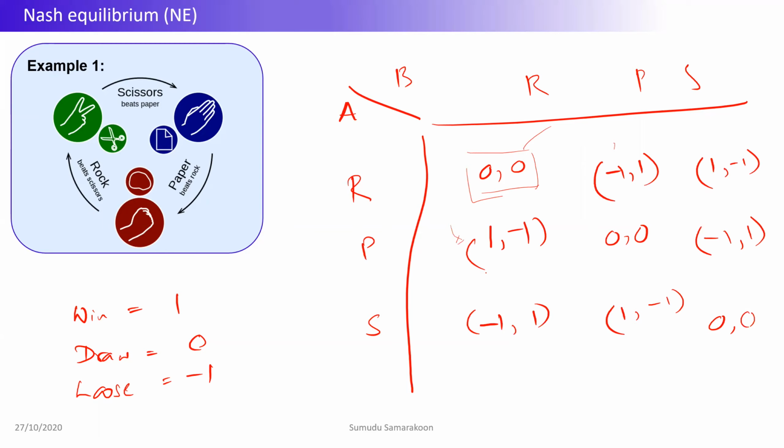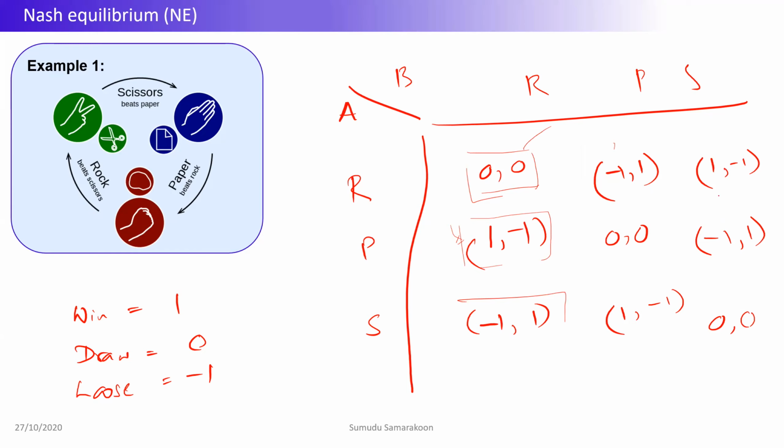Now, if we go for here, A doesn't want to change, but of course, B would prefer to change because he has -1 here. Any other choice would be beneficial for him, right? Similarly, if we go here, A would prefer to deviate while B does not. So the same thing would happen in each of these cases.